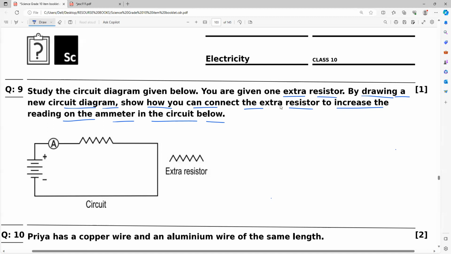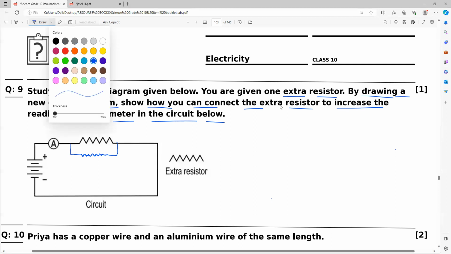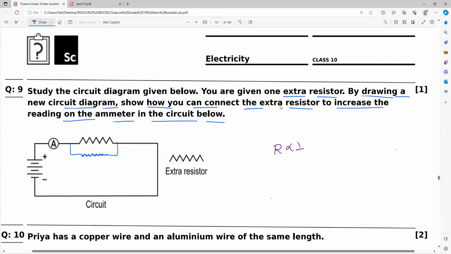Everybody has to do it. If you make it, that's all. So what is the connection we have to connect to increase the ammeter reading? Parallel connection. Because in parallel connection current increases, while in series connection resistance increases, so current decreases automatically. So by Ohm's law, both are inversely proportional to each other.